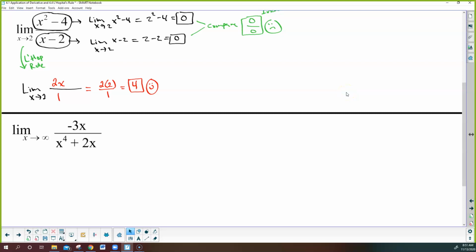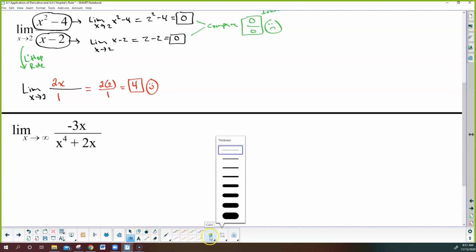All right, so let's look at another one. It's up to you if you want to write this one. I'm going to go just a little bit faster because I want to get to ones that are more challenging. Now you hopefully can look at this and see that if you put infinity here and infinity down here, you're going to get an indeterminate form.